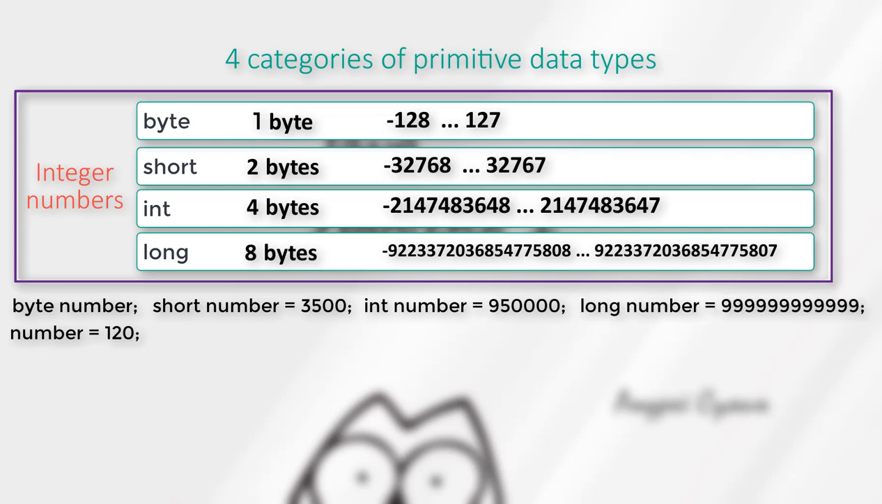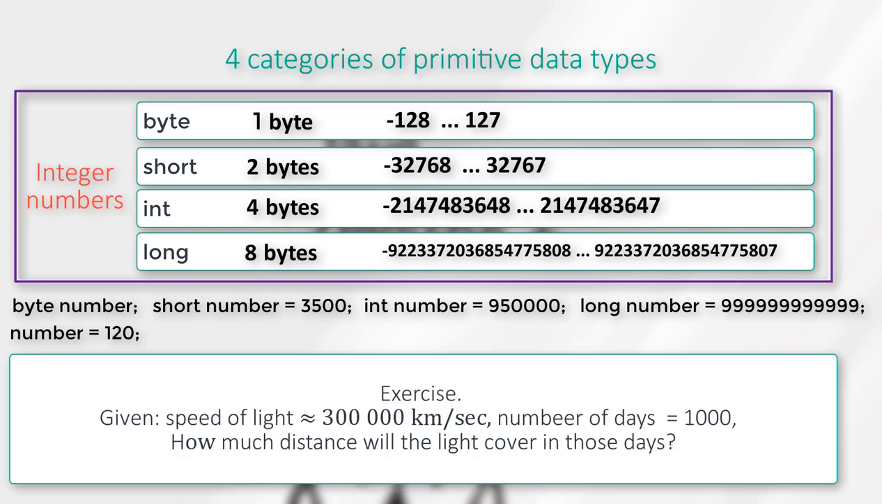I believe the theory is enough. So let's get to the code and solve a small problem. Given is the speed of light, which approximately equals 300,000 kilometers per second, and a number of days. We need to write a program which counts and displays the amount of kilometers traveled by the light in those days. While I'm launching the IDE and creating a new project, decide which variable is best for storing the result.